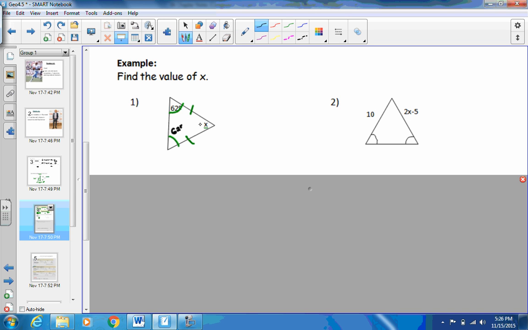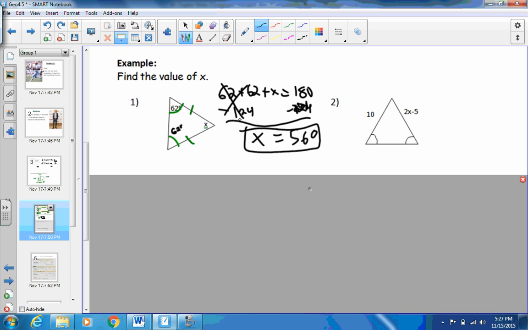So to find x, we'd have to, well, remember in all triangles, the angles add up to 180 degrees. So 62 plus 62 plus x would equal 180 degrees. When we subtract that, 124, x will be equal to 56. So that angle is 56 degrees, or x is 56.